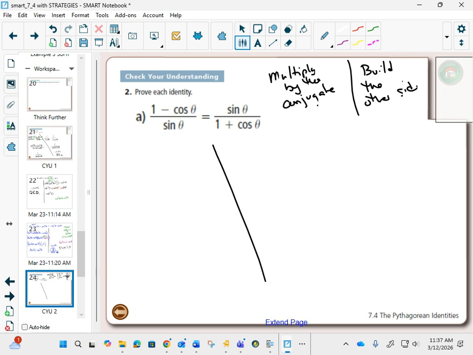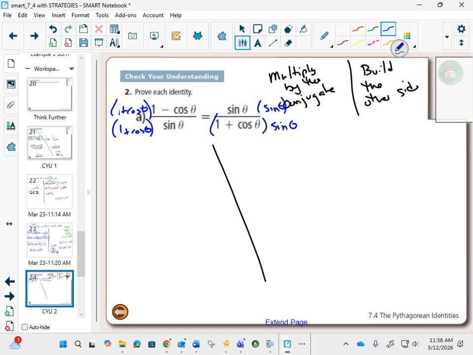Well, if I wanted to make them the same, this one is missing the 1 plus cos theta. And if I multiply the bottom by 1 plus cos theta, I have to multiply the top by 1 plus cos theta. And this one's missing a sine theta, so I'd have to multiply the bottom by sine theta, but if I multiply the bottom by sine theta, I have to multiply the top by sine theta. And I'm just multiplying by 1, so I'm not changing the sides, but I'm building at least something to be the same. This is why I call it build the other side. Let's make something the same. I chose the denominators. You could choose the numerators.